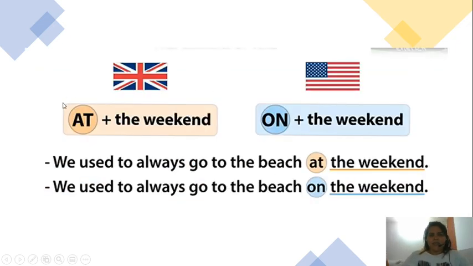And it is correct to say at the weekend or on the weekend. But what is the difference? The difference is that when we use at the weekend, we're talking in British English. And when we say on the weekend, it is American English. So we used to always go to the beach at the weekend. Yes, it's correct, but we're using British English. And we used to always go to the beach on the weekend. That is the American way, okay?